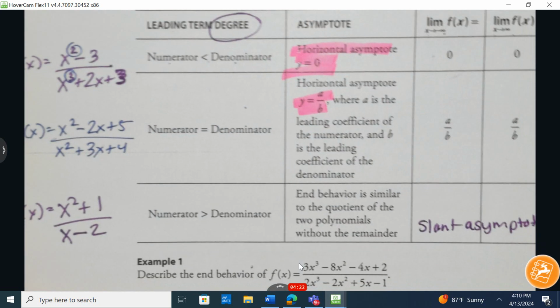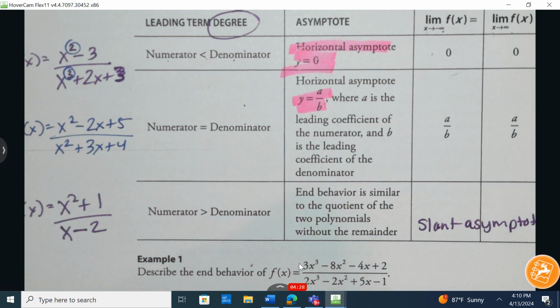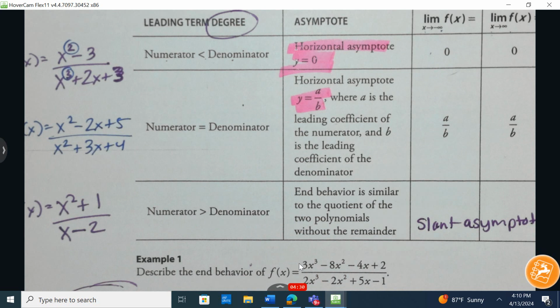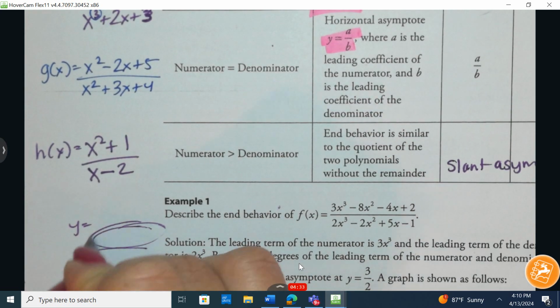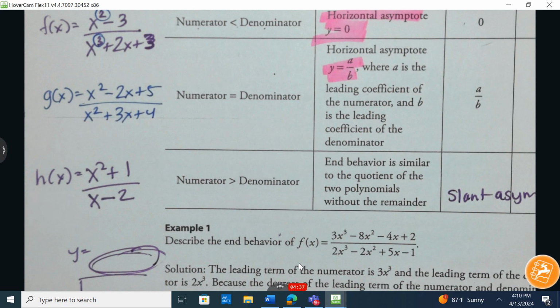So you're going to do polynomial long division. You're not going to worry about what the remainder is when you do it, but what you have on top. So when we do long division and we divide what we have on top, we're going to write y equals whatever is remaining, and that will be the slant asymptote. So let's take a look and just see what this would have.